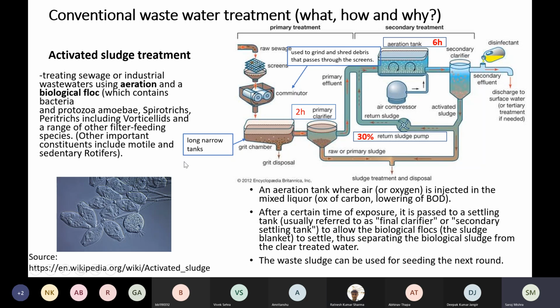Okay, so now in the activated sludge treatment, you are trying to treat the sewage or the industrial wastewaters using aeration and a biological floc. When you say a microbial community or a biological floc, what do we have in there? We have, for example, the protozoa. Amoeba is a very good example of that. Or you have other kinds of microbial groups, and they are all motile. So this activated sludge contains both bacteria as well as these protozoa, which are able to bring about these oxidative activities. Here is a microscopic picture of the microbial community, where some cells are shown to you. That is how it operates.